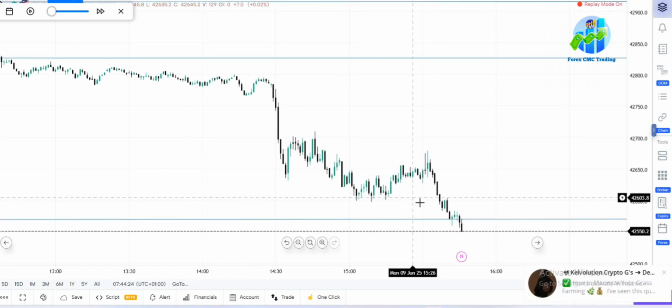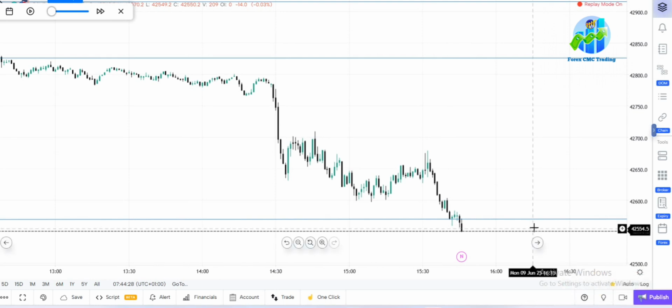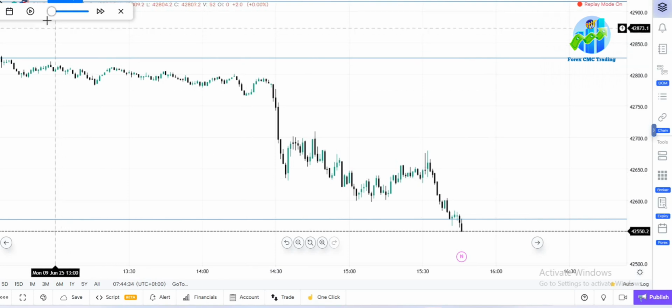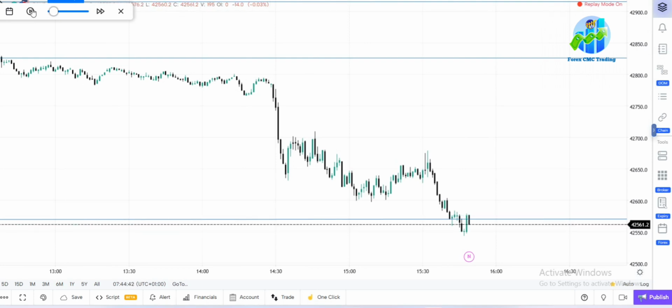Price just swept the sell liquidity that we've been expecting, right? So that's why it's good to be patient. I think what happened to me was impatience. I was not patient enough, right? So price raided that low.